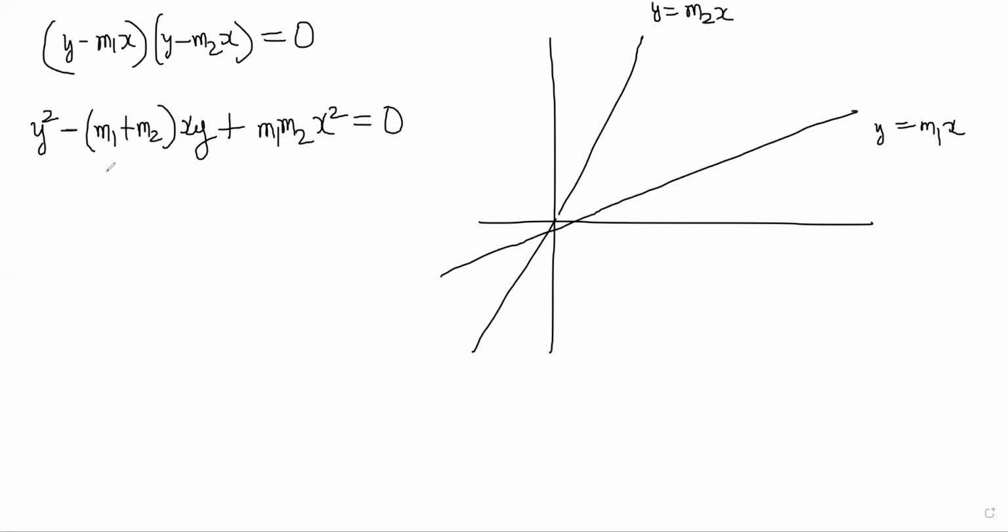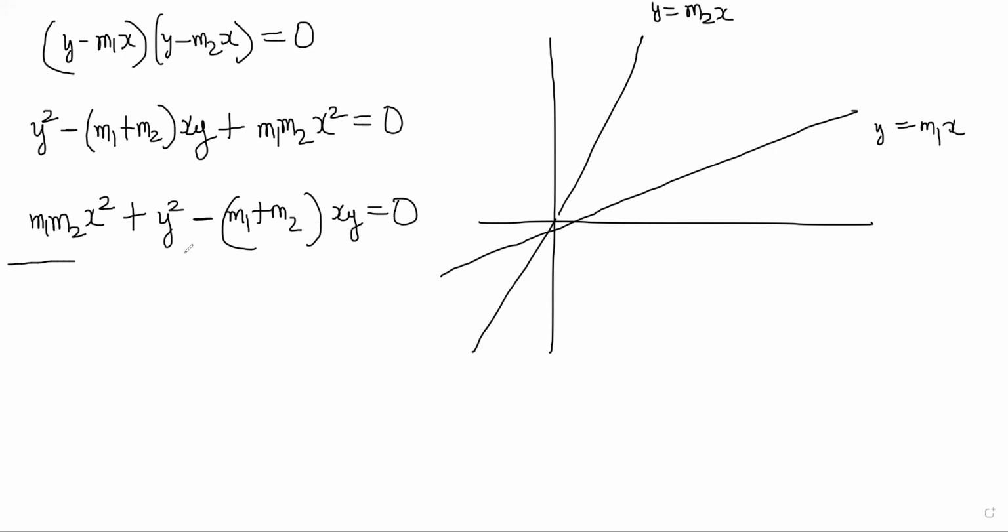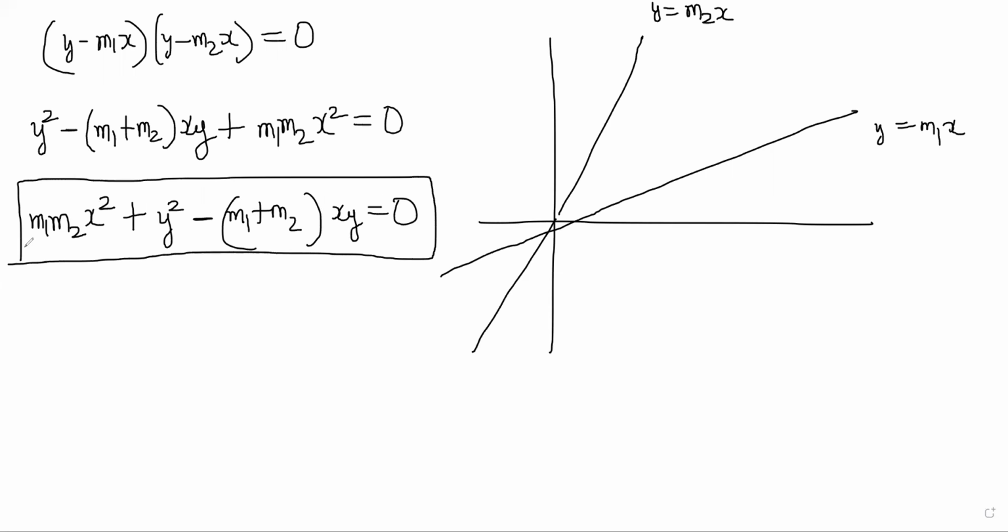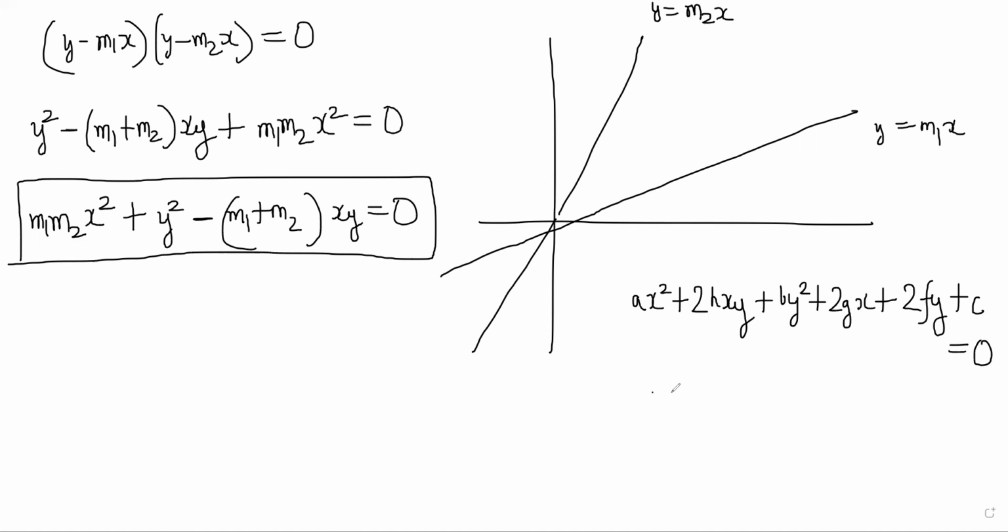Yes. So we will rearrange it and write it like this: m1 m2 x² + y² - (m1 + m2)xy = 0, right? And now we will look at our general equation: ax² + 2hxy + by² + 2gx + 2fy + c = 0, right?